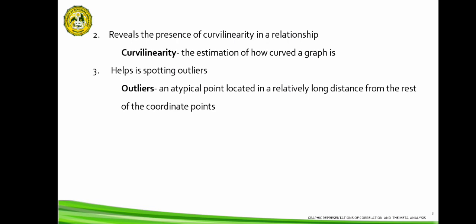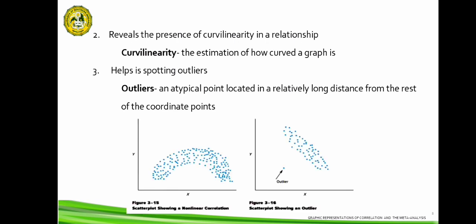Here is an example. On the left side, we have an example of a scatter plot showing a nonlinear correlation. We can see a curve in the graph. And on the right side, we can see an outlier, that is the point that is located far from the rest of the coordinate points.